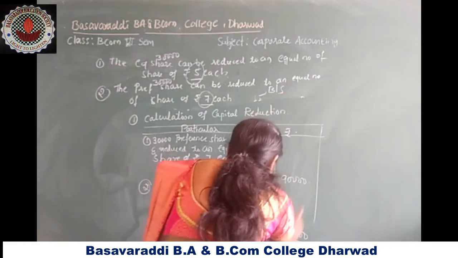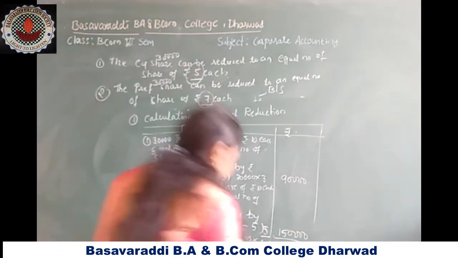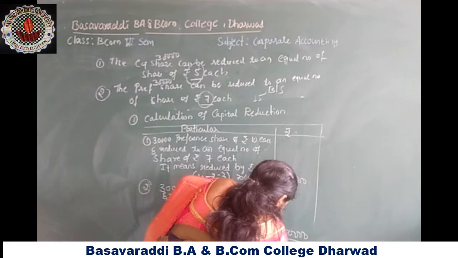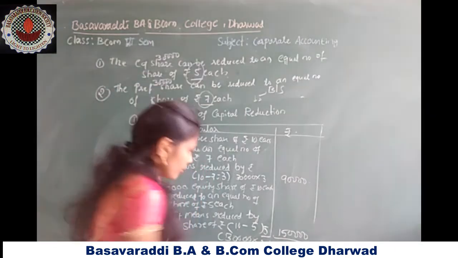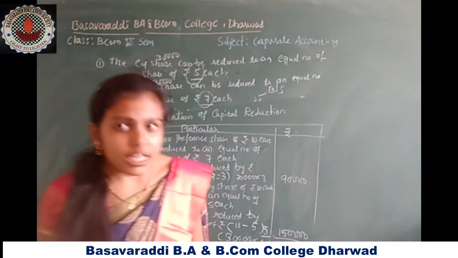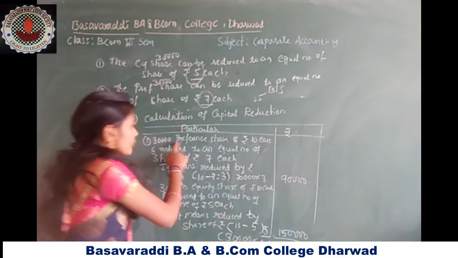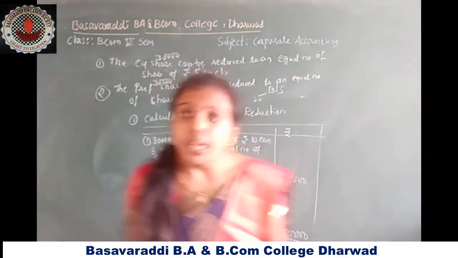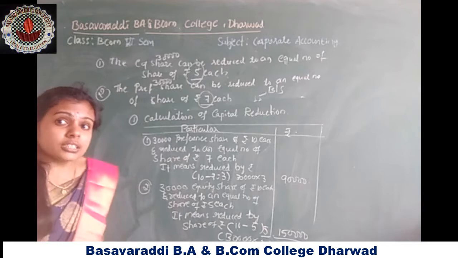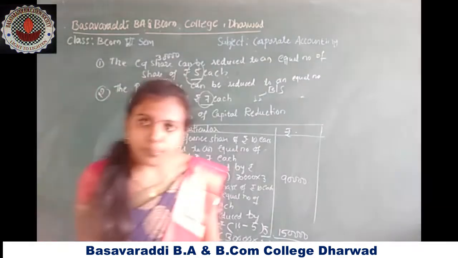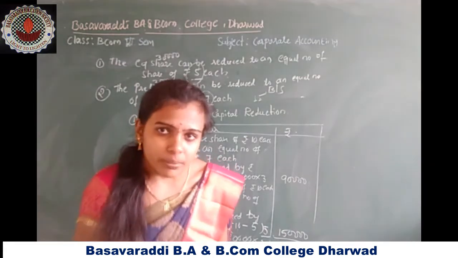90,000 plus 1,50,000 is equal to 2,40,000. 2,40,000 is the capital reduction amount. Total capital reduction amount is 2,40,000: preference shares 90,000 and equity shares 1,50,000 rupees. Now next, in the journal entry, we calculate the next step.